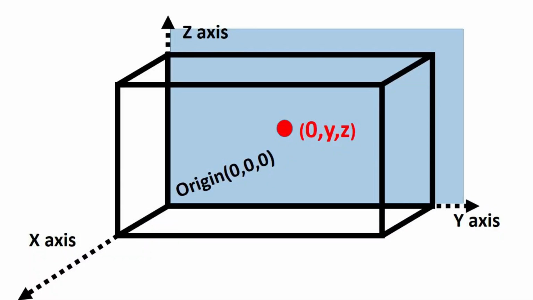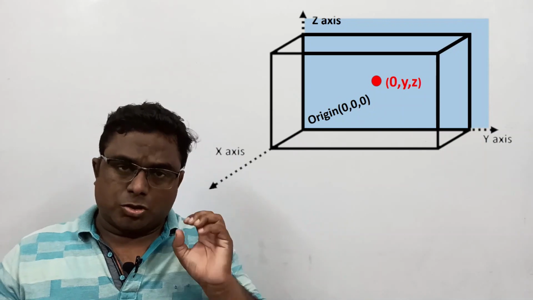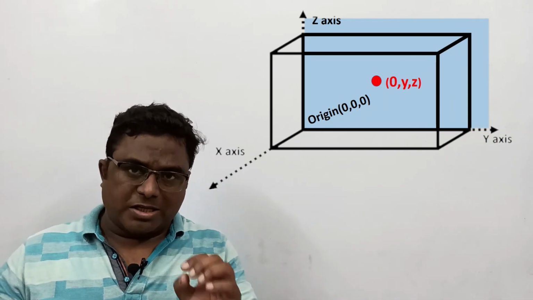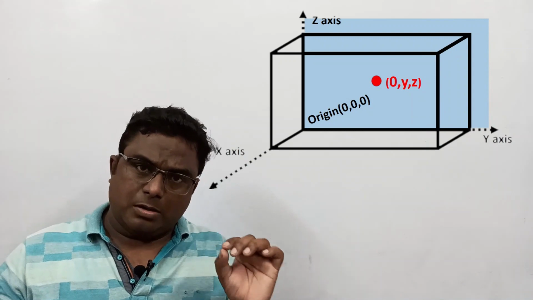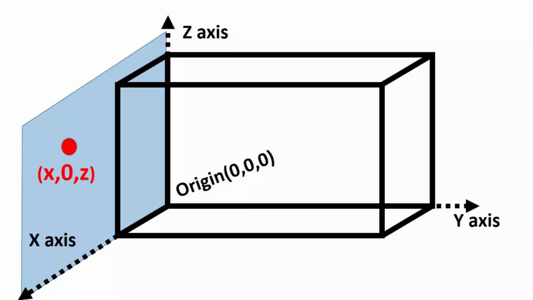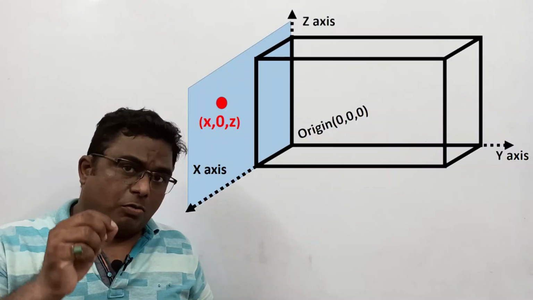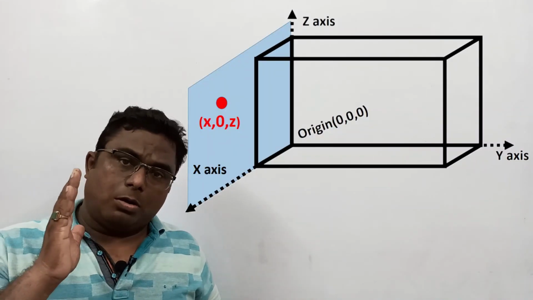Next point number 5. If we talk about yz plane, what is yz plane? yz plane is a plane generated by y-axis and z-axis, and for that plane the value of x will be 0 in every case. So the format of the coordinates of points on yz plane is (0, y, z). Now point number 6, if we take zx plane, on zx plane the format of the point will be (x, 0, z). It means the value of y will be 0. So remember, on zx plane the value of y is always 0.